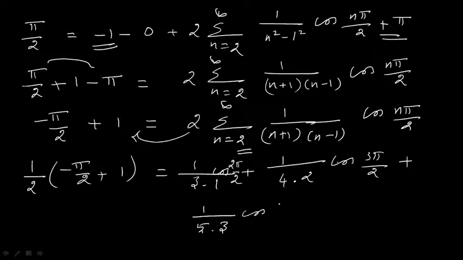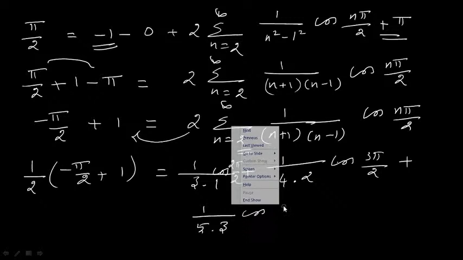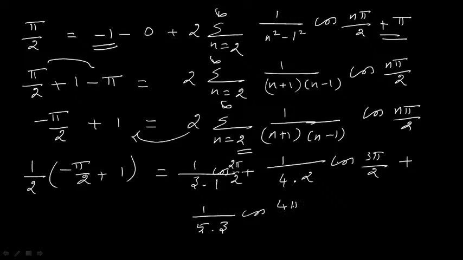cos 4 pi by 2 plus, coming to the next term, substitute n is equal to 5. 5 plus 1, 6. Product 5 minus 1, 4, cos 5 pi by 2 plus etc. So we have to write up to 4 terms or 5 terms based on our convenience.